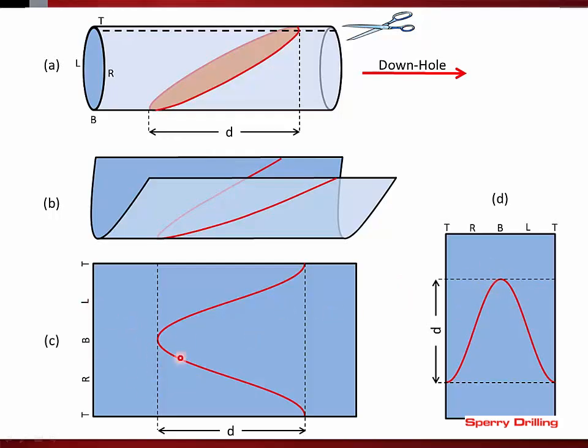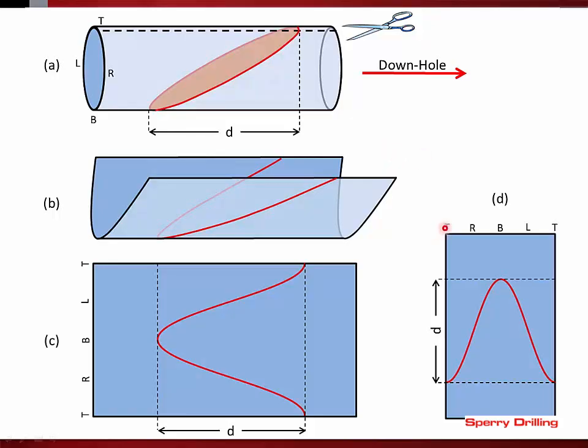We don't normally look at it sideways, we normally look at it this way up, where this distance d is the same as the distance that we saw originally. So the height of the sinusoid that we see on the log plot represents the distance we had to travel along the borehole to get from one end of that feature to the other.